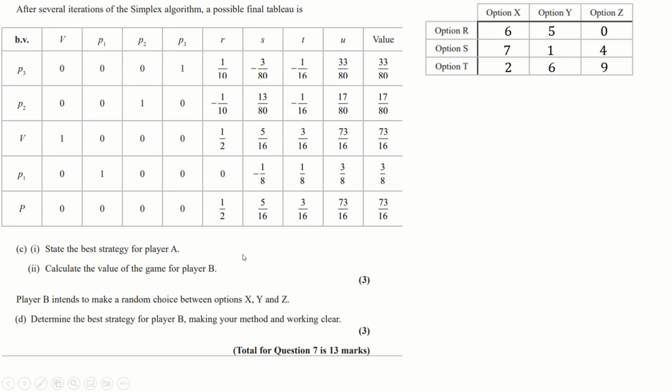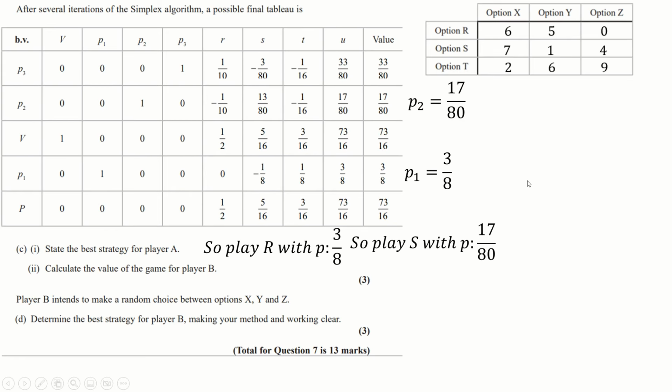State the best strategy for A. Well, we can read here that we've got our basic variables here. P1 apparently needs to equal 3/8. So P1 is 3/8. P2 we can see is 17 over 80. So we play R with, remember P1 was denoting the probability of playing R, so play R with probability 3/8. Play S with probability 17 over 80. And of course we can do 1 minus these two to get P3, which is the probability of playing T, would be that there. So that's their strategy.